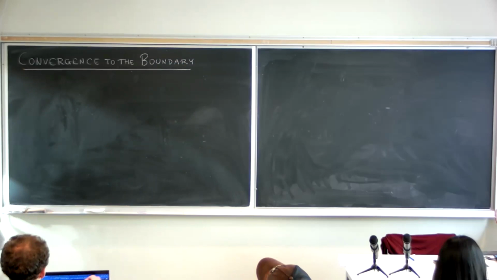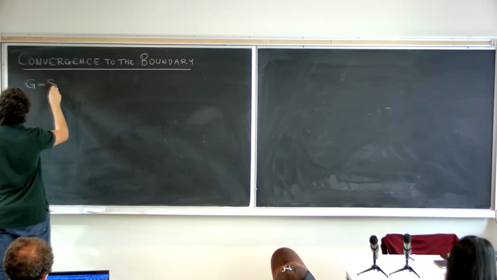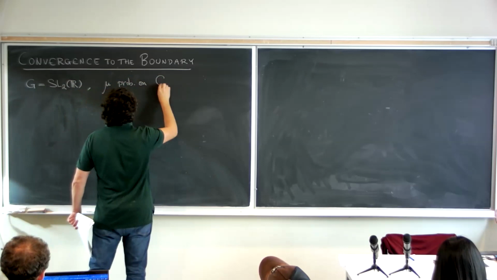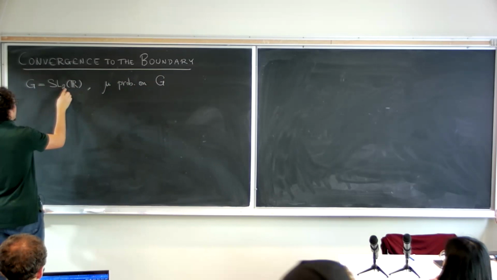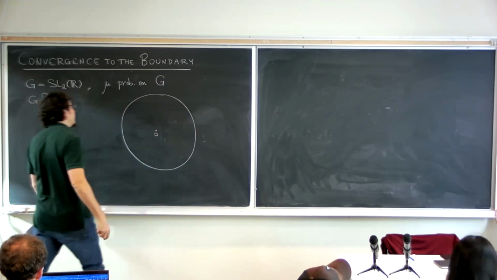And in general, you have... Yeah, so the setting is the following. We have G, which is SL2(R) or PSL2(R), and then you have mu, a probability measure on G. Let's assume that it's countable. And of course, we know that SL2(R) acts by isometries on the hyperbolic plane H2. This is the picture that we already drew several times, and we pick a base point O, and then we look at the random walk.